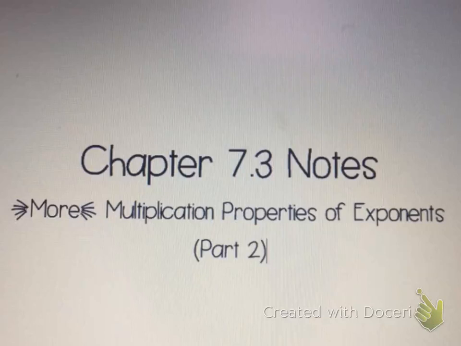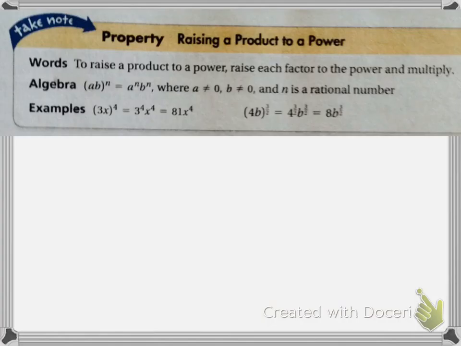So tonight we're going to finish out chapter 7.3. This is part 2. We're going to do some more properties of exponents. Tonight what we're going to do is raise a product to a power. So that means if I take two variables multiplied together and I raise it to a power, I'm going to show you what to do with that. And they give you some examples here.